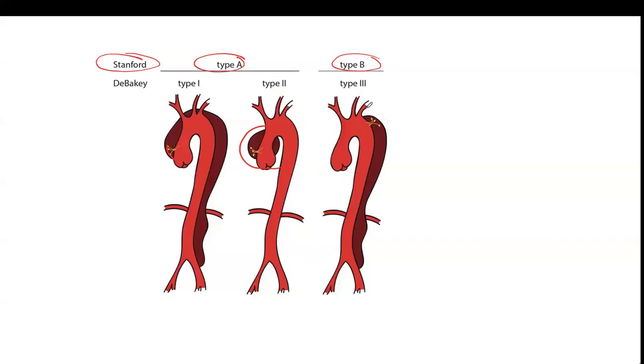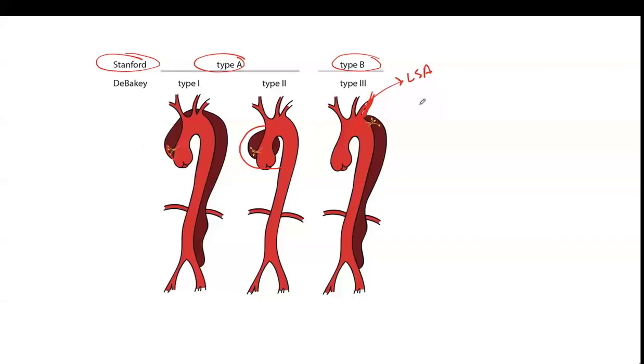And type B is if the dissection starts after the left subclavian artery. So this is the left subclavian artery. Distal to the left subclavian artery, if the dissection starts after that, it becomes type B. Okay? Do you guys understand? So you need to first know whether the dissection is type A or type B, because the management is different. Type A will always need an emergency vascular surgeon doing a surgery, because this is high risk. So type A, the treatment is emergency operation.